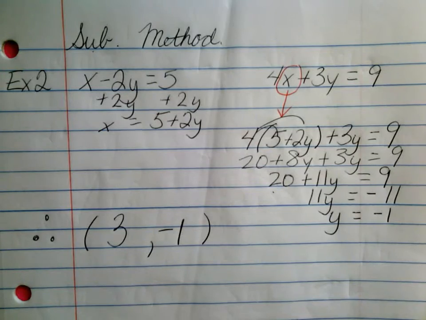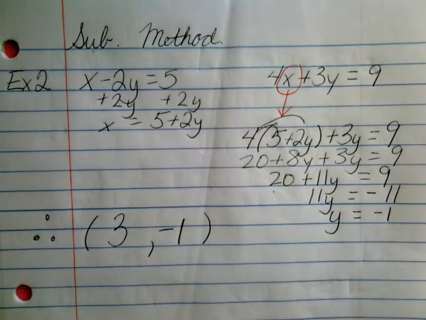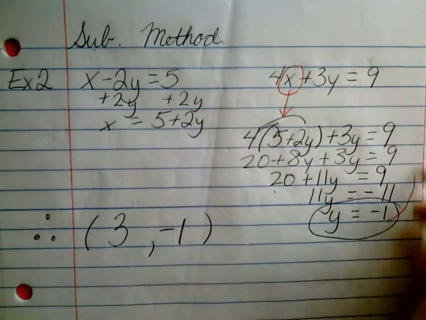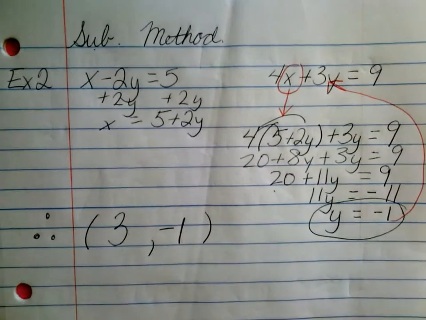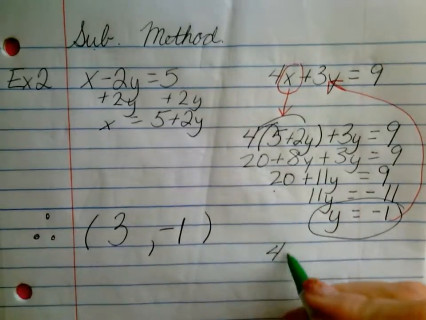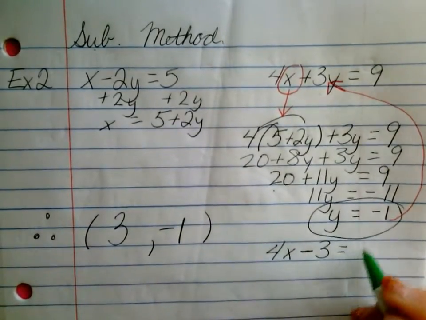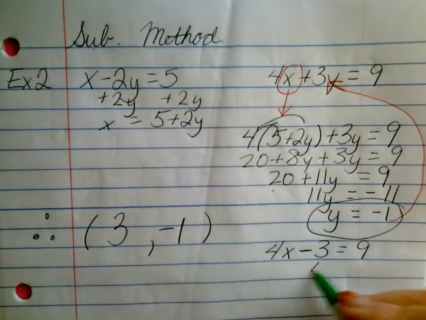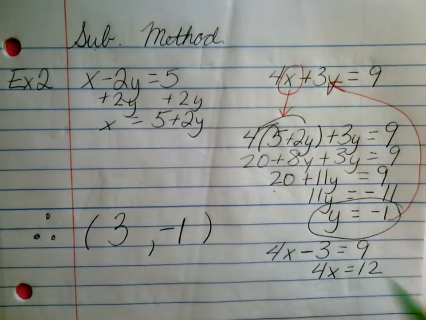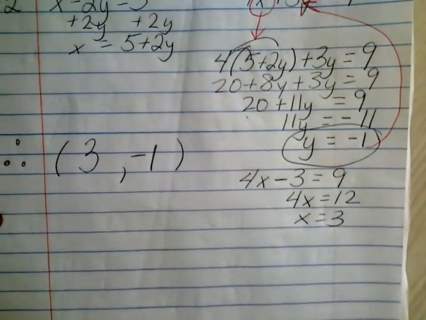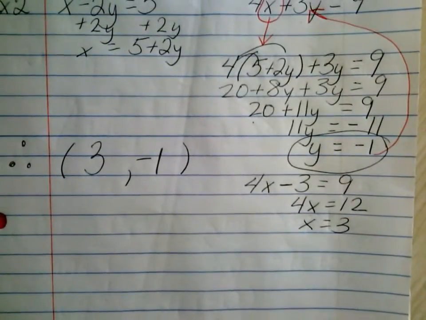You could have plugged this in here as well. And I'll go ahead and show that to you. Plugging it in here because the other time I did it in the other equation. So let's just say I want to do it here. 4x, 3 times negative 1 is a negative 3. Add 3. Divide by 4. How's that? Huh? Pretty awesome.